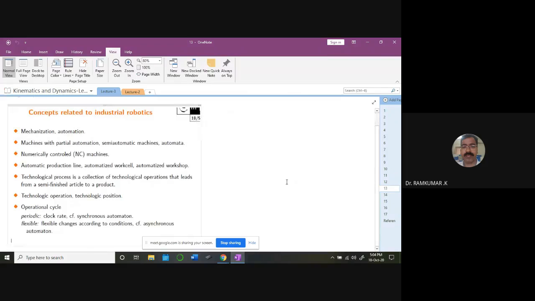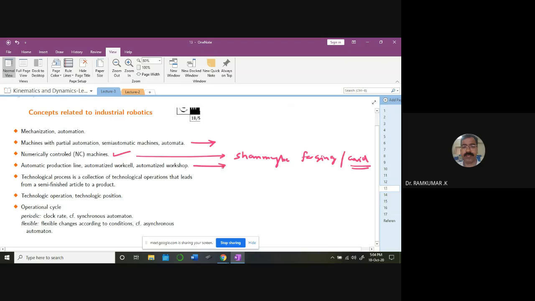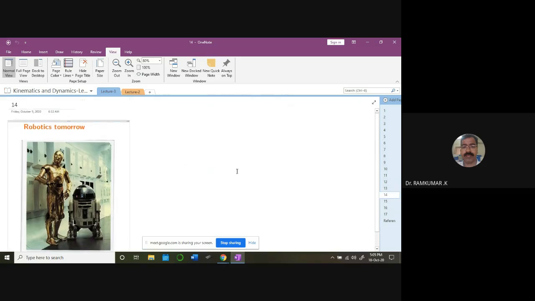Okay, so we have heard of numerically controlled NC machines. We have a facility available with numerically controlled machines at SASTRA. It's called Shanmuga 4G. I thought of taking you guys there. Once you come over after COVID, maybe you can go there and see some of the facilities. Semi-automatic machines, automatic production lines, automatized work cells, all these are happening. These are some old technologies. Think about all this. It's a kind of robotics tomorrow.